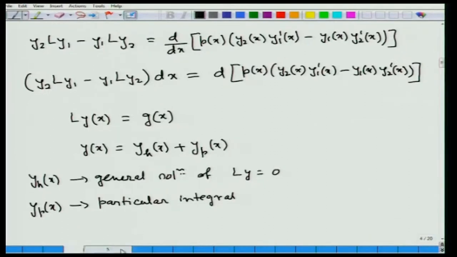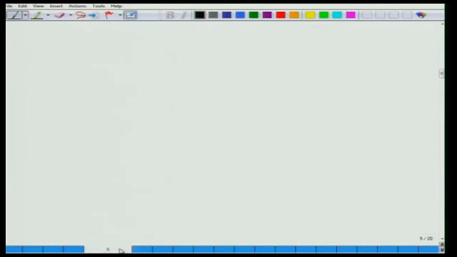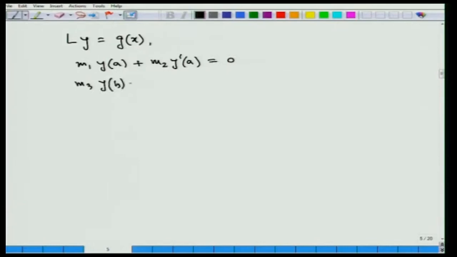Now, here we are going to construct the Green's function for the problem L[y] = g(x) with the boundary conditions m1 y(A) + m2 y dot(A) = 0, and m3 y(B) + m4 y dot(B) = 0. So, these are the given conditions.